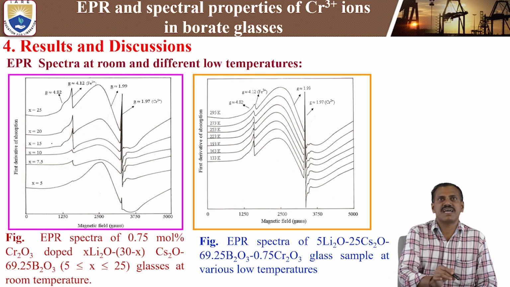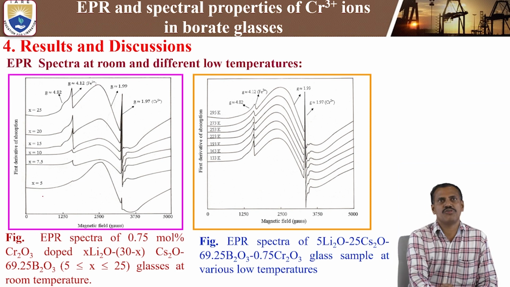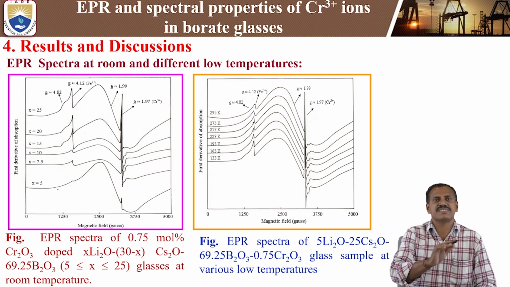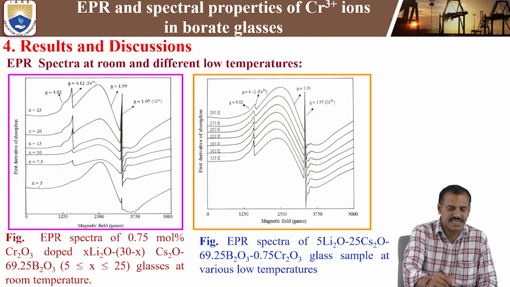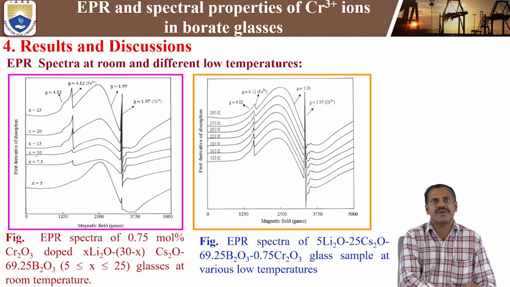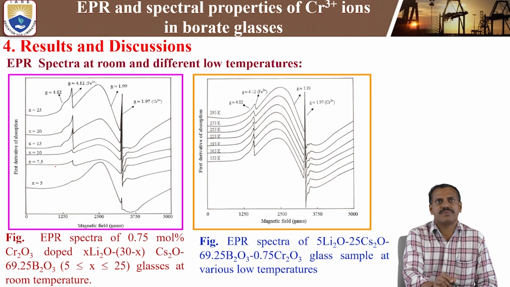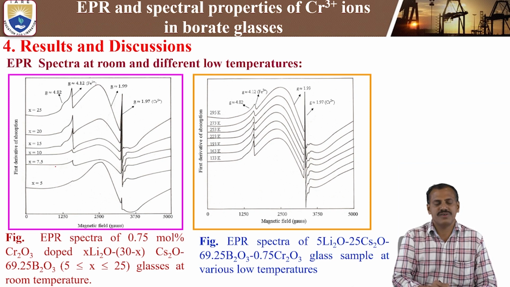Here we see the different compositions, with mixed alkali content. X equals 5, 7.5, 10, 15, 20, 25 mole percent. These are the variations of the alkali content, that means lithium or cesium. These are the lithium contents: X equals 5 mole percent of lithium oxide, 7.5 percent, 10 percent, and 15 percent, with the remainder being cesium oxide.